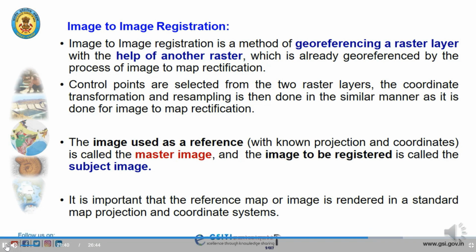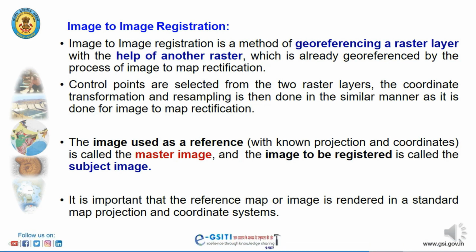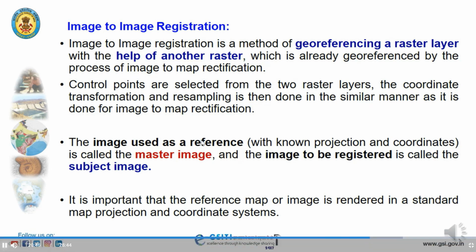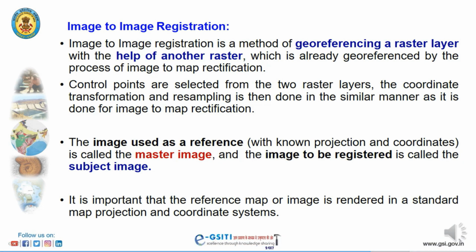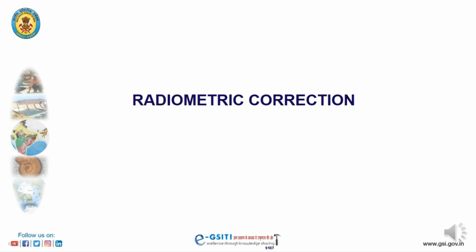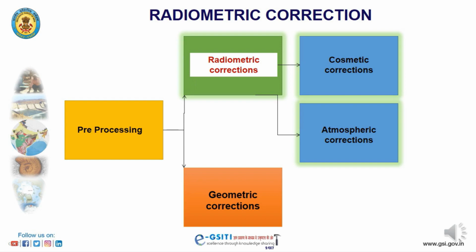Control points are selected from the two raster layers, that is, from two image layers. The coordinate transformations and resampling is then done in a similar manner as it is done for an image to map rectification. The image used as a reference with projection and coordinates is called a master image, and the image to be registered is called a subject image.